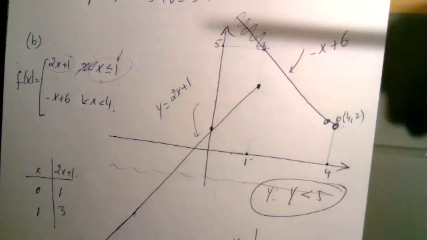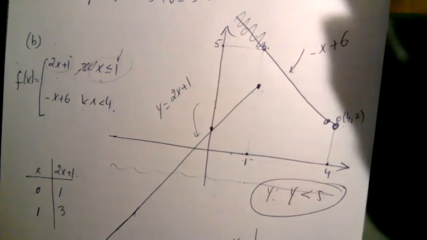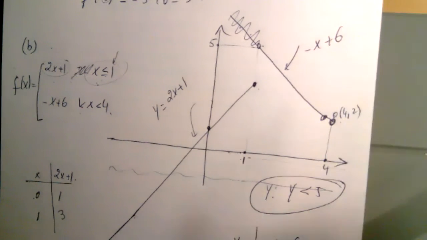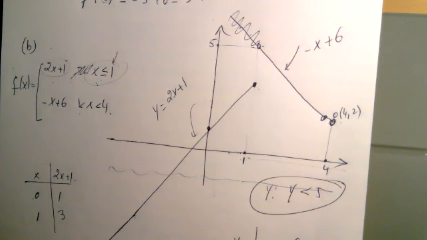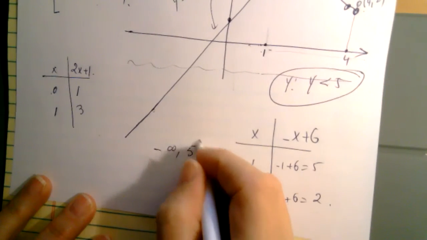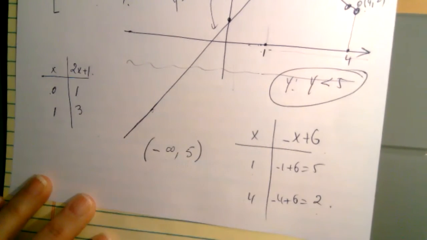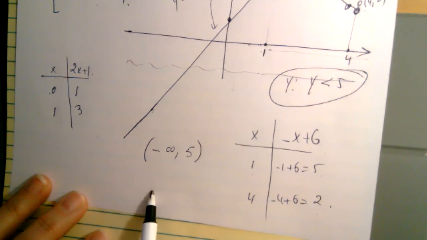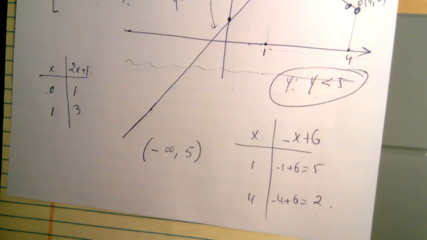What about the other way? It'll be like negative infinity. Yes, negative infinity, comma, 5, open, this way. That's interval notation. Or you can write all values of y such that y is strictly less than 5. I will accept either one.